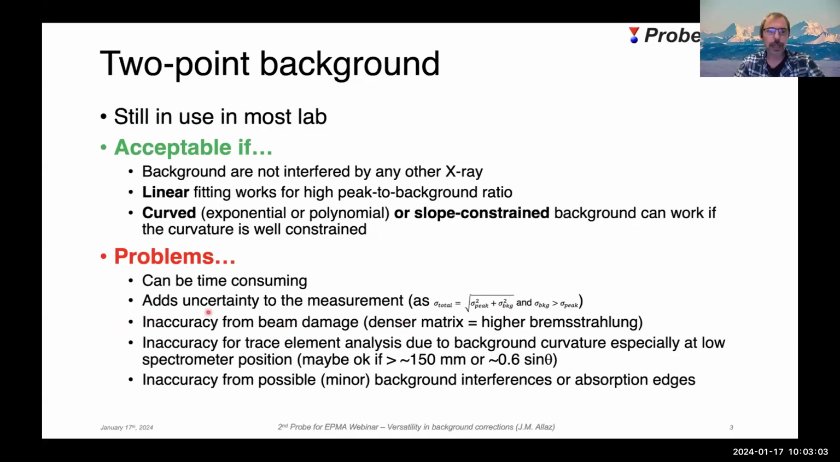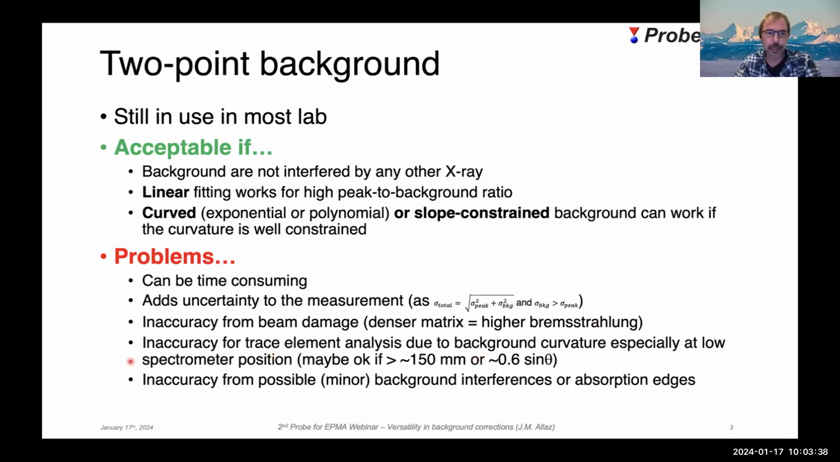There could be also problems of inaccuracy because of beam damage. If you take, for instance, some glass, you may start analyzing your peak position for sodium, and boom, your sodium diffuses away. What happens is that your matrix simultaneously will get denser. And as it gets denser, you will increase your background intensity, your bremsstrahlung intensity. And therefore, if you measure your backgrounds after the peak measurements, you will get an inaccurate measurement of your bremsstrahlung intensity. There could be also problems of inaccuracy for trace element analysis, again, due to the very strong background curvature.